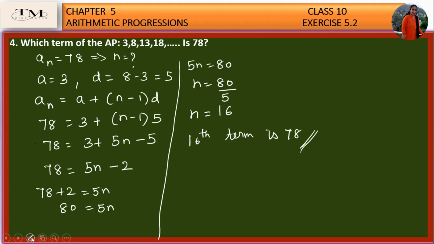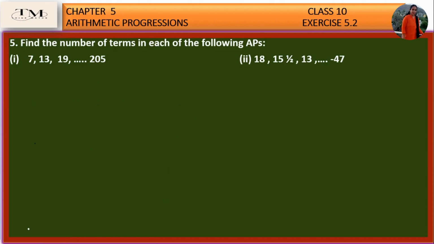Okay. Next one, last problem of this session. Find the number of terms in each of the following APs. They gave a finite AP, that is, the last term is given. We have to find how many terms are there, that is, we have to find n.